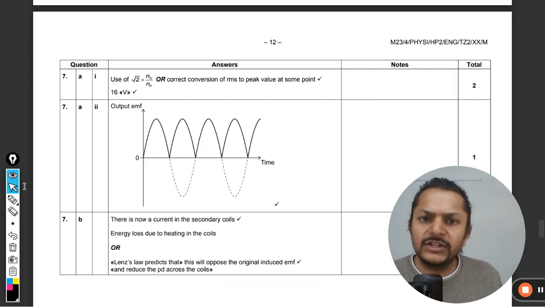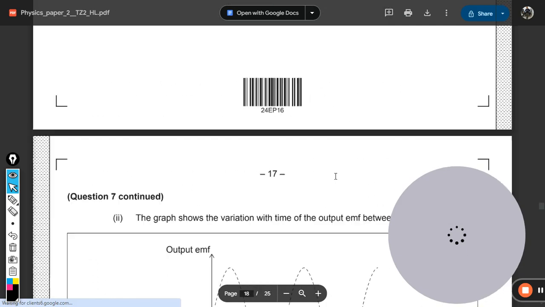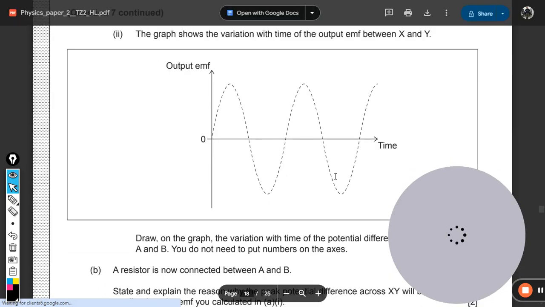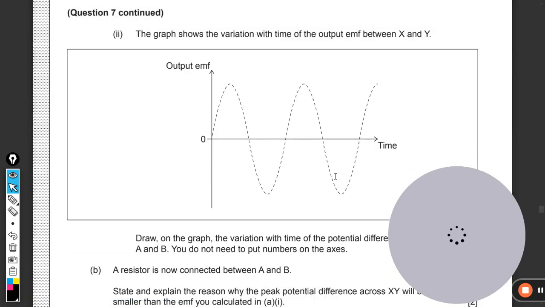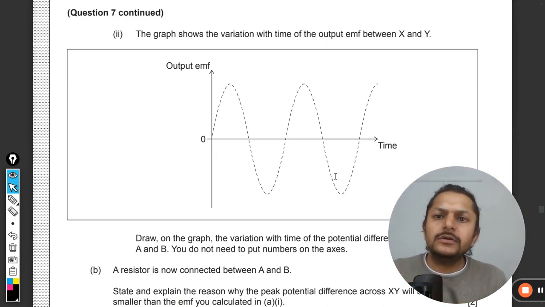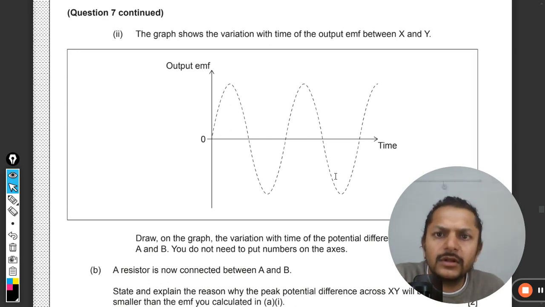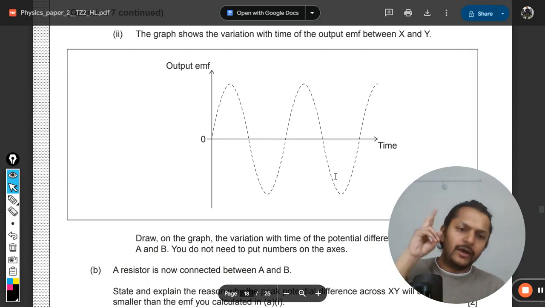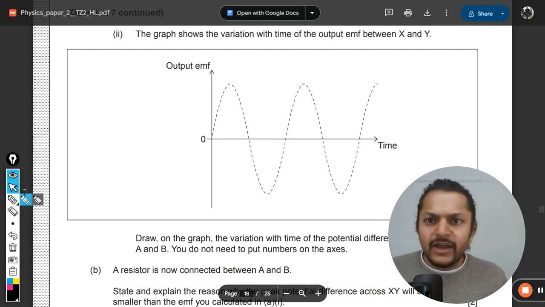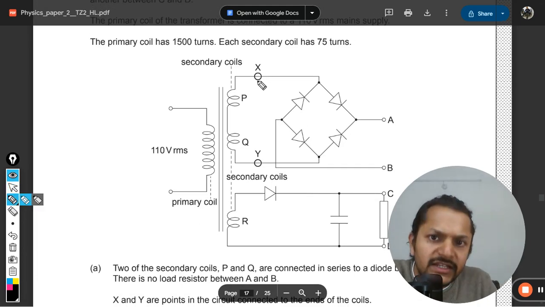Now let us go to the next question. The graph shows the variation with time of the output EMF between X and Y. So the graph shows the variation. X and Y is kind of input there. Let me show you what is happening. Try to understand this. See, this is X and Y.